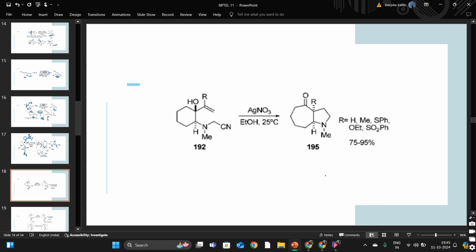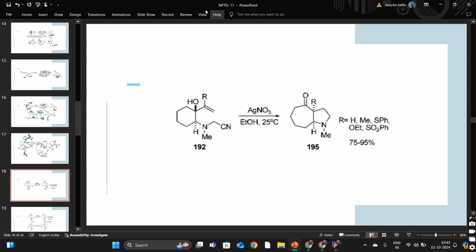Okay, so let's just look at this mechanism. If you see the reaction condition, it is carried out in presence of silver nitrate catalyst in ethanol solvent at room temperature, and the substrate has this carbon cyanide bond and this alkene.